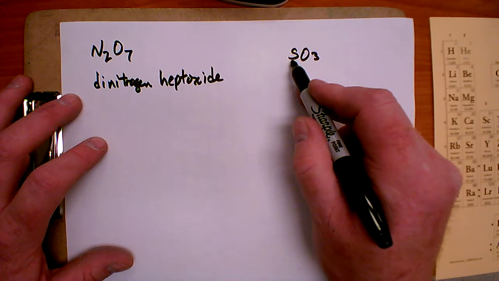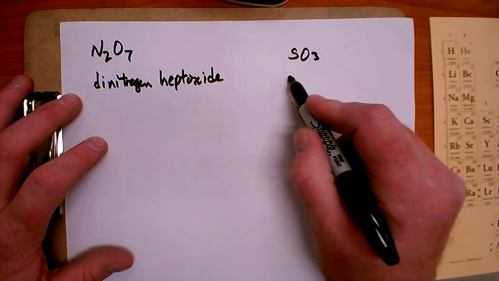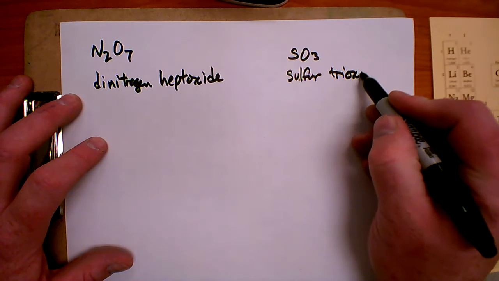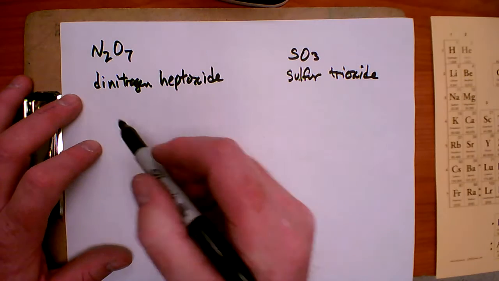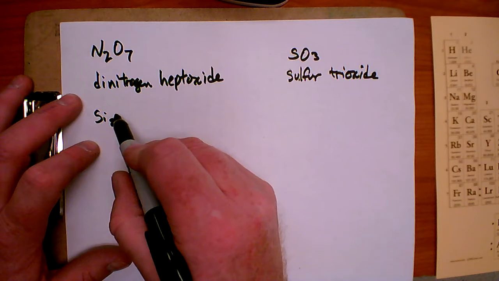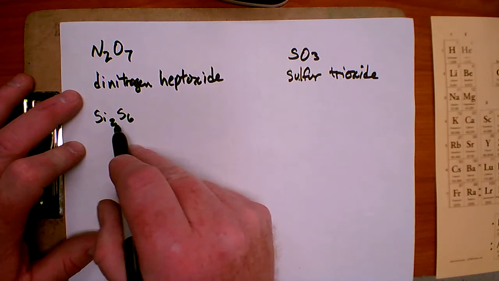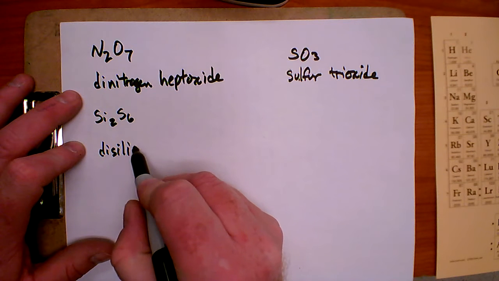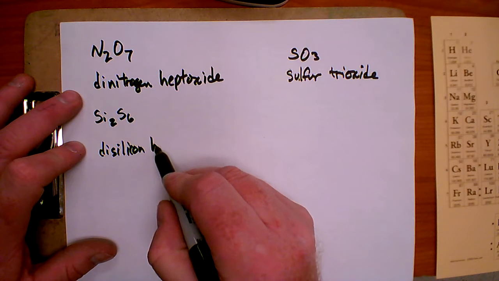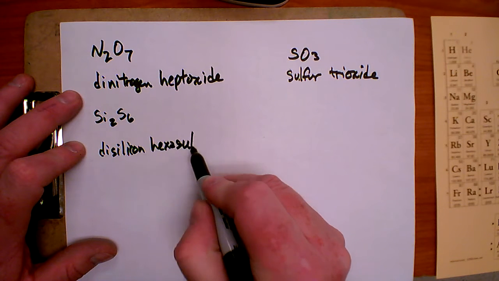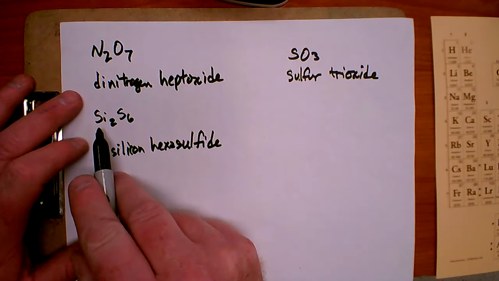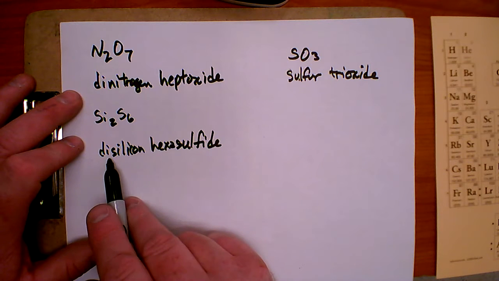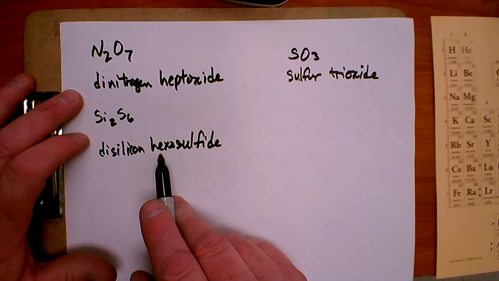SO3, sulfur oxide, 3 of them, so sulfur trioxide. How about Si2S6? 2 silicons, 6 sulfurs. It's going to be disilicon hexasulfide. So again, I got the silicon and the sulfur. The sulfur changes to sulfide. I put in the prefixes di for 2, hexa for 6.